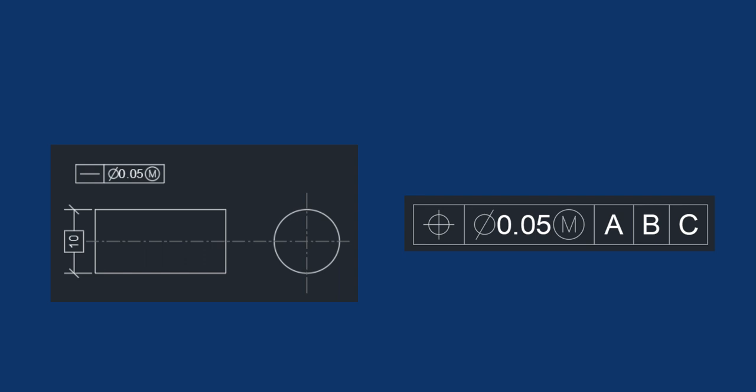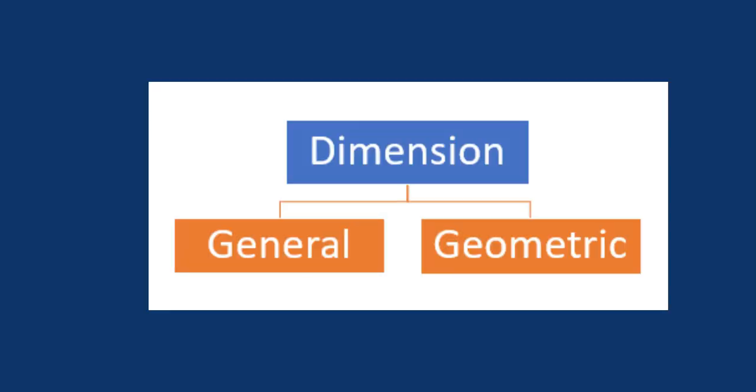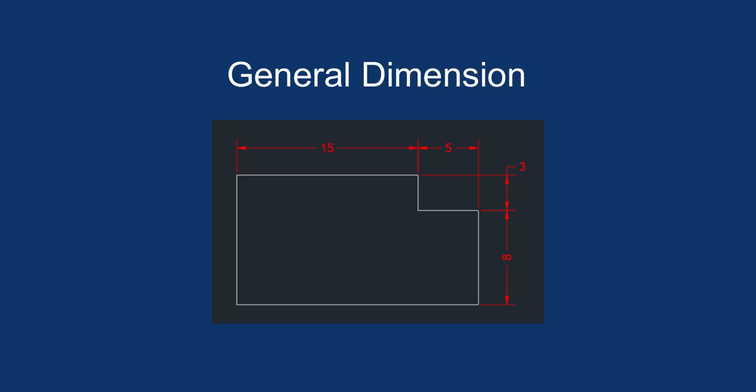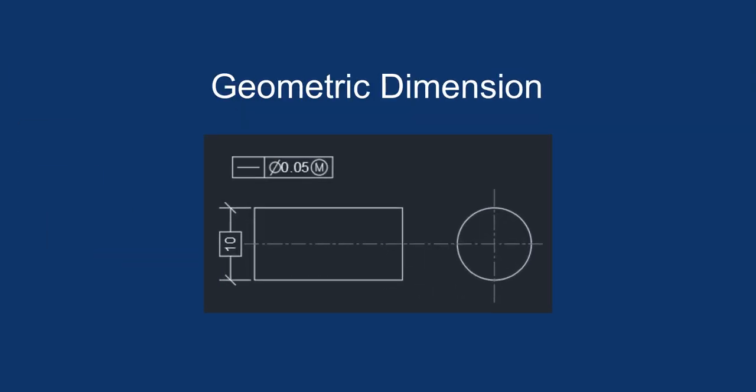Before I start AutoCAD, I want to explain why we need to use GD&T, because I think you also want to know why it is important. When we talk about dimension, we can divide it into two parts. The first one is general dimension and the second one is geometry dimension. General dimension is very simple. Normally, we use the dimension in drawing. That is the general dimension. Geometry dimension is like this one.